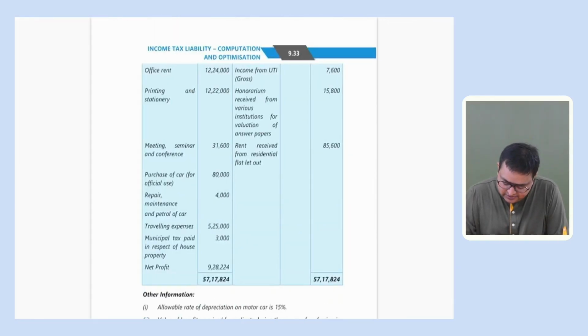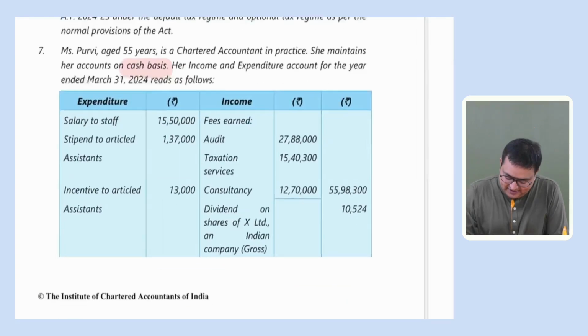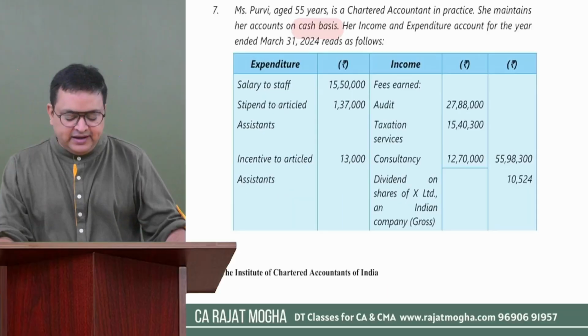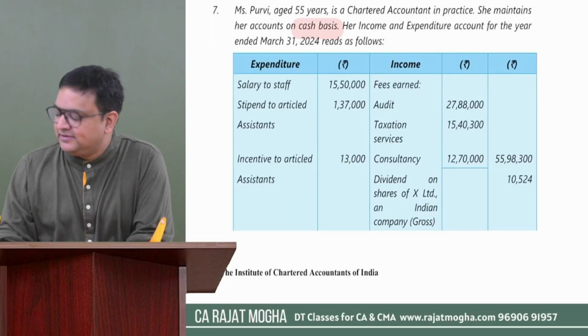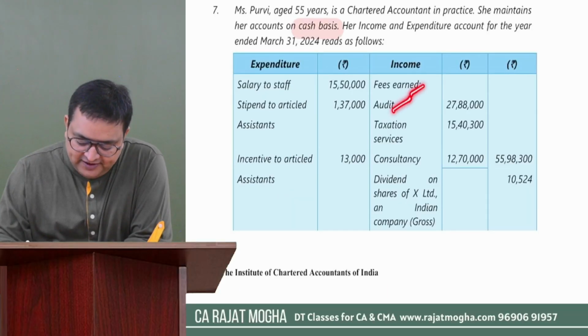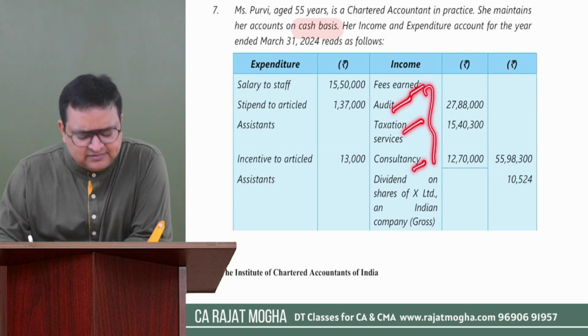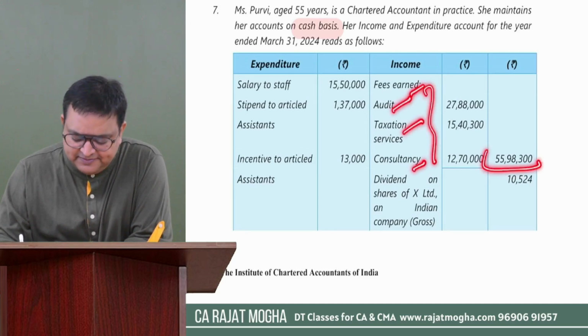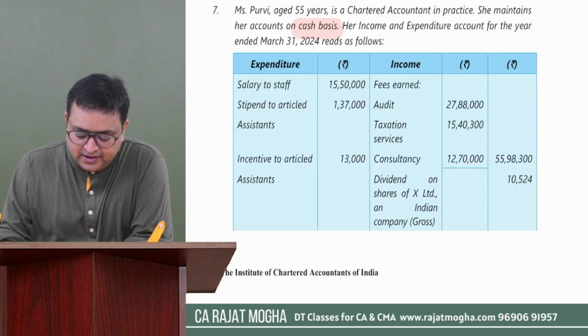There is income, yes. 928 net profit. Net profit should be the starting point while computing your PGBP. Then on the income side, they have given us the fees earned: audit fees, taxation fees, consulting fees. All is professional income, no problem. So this is PGBP. We have no issues with it.